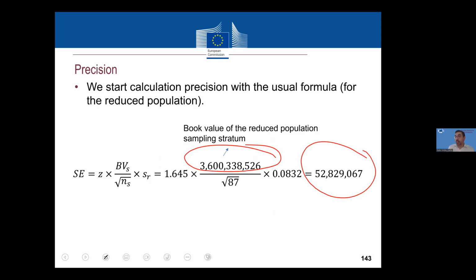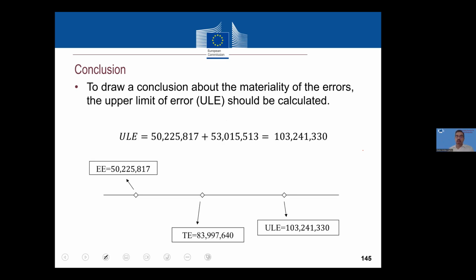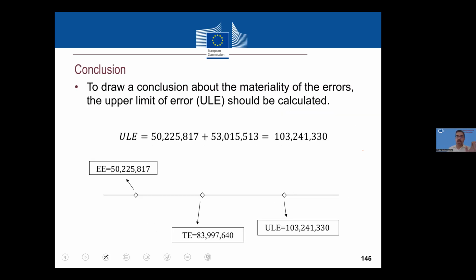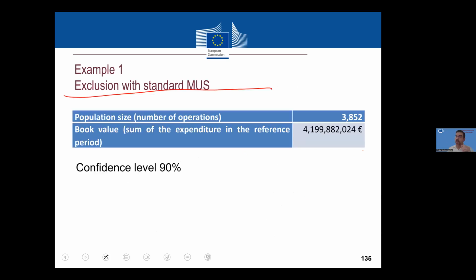And after this is performed, we have to manually amplify this precision by, again, multiplying it by the ratios of the book values. And instead of 52.8 million euros, now I have 53.0 million euros, and it's done. My work is done, okay? And then I will draw my audit opinion based on these results. So this is one first example with MUS and in my example exclusion.